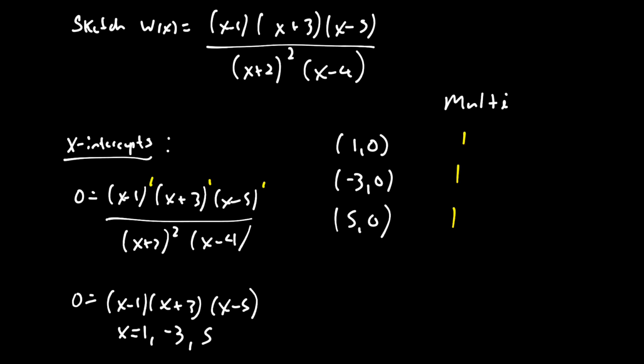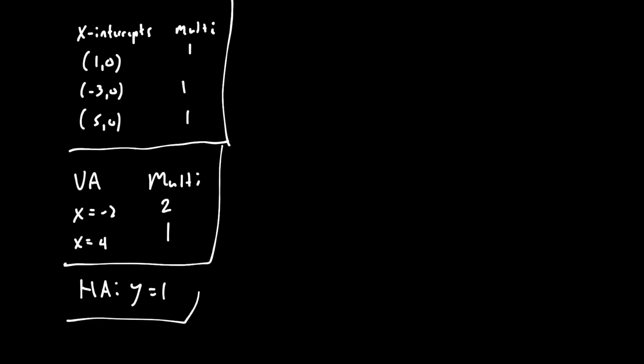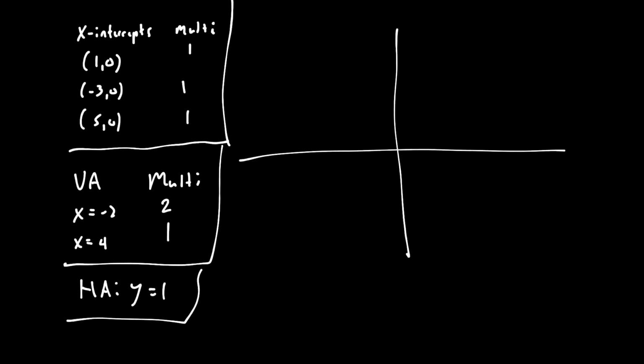So let's go ahead and just rewrite everything we know about this function real fast. I'm going to summarize this on the next page. And now that we have all this information, we can sketch a picture of our graph. So here is our graph. First, let's look at the x-intercepts. So we have one at (-3, 0), one at (1, 0), another one at (5, 0). Then we'll sketch our vertical and horizontal asymptotes. So we have one at x is equal to negative 2. Then we have another one at x is equal to 4, and we have a horizontal asymptote at y is equal to 1.